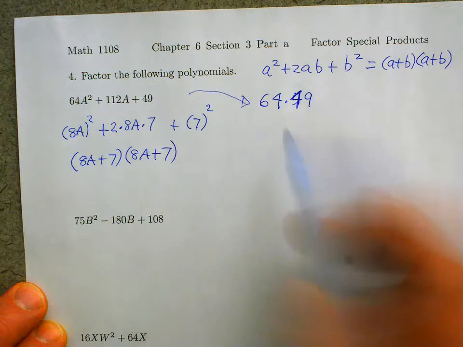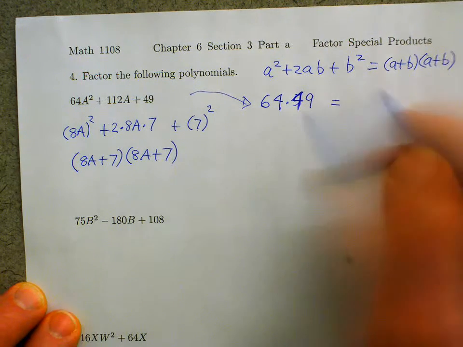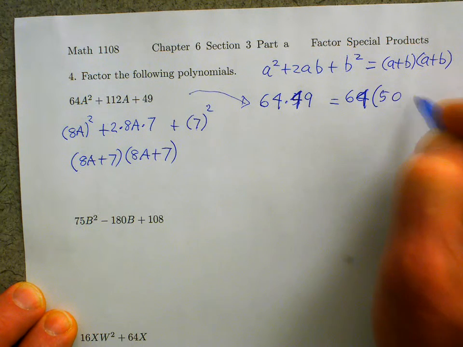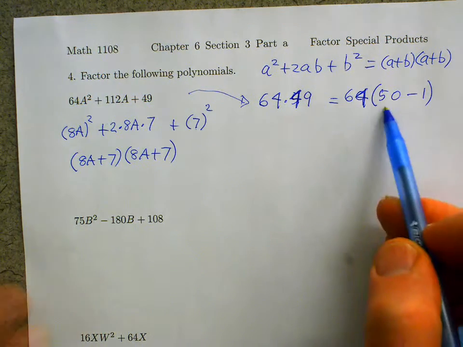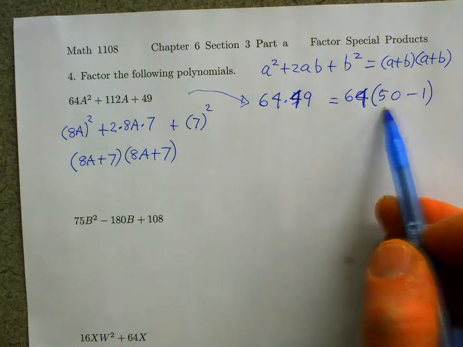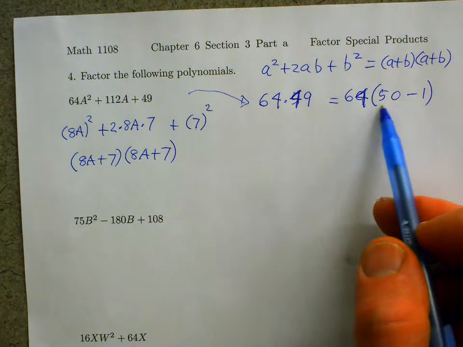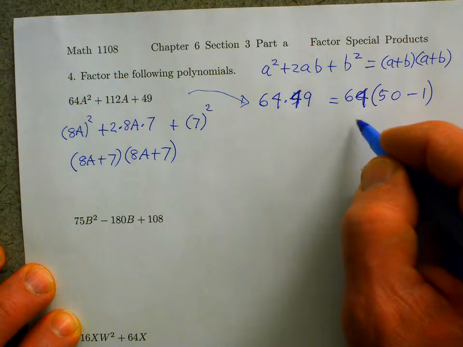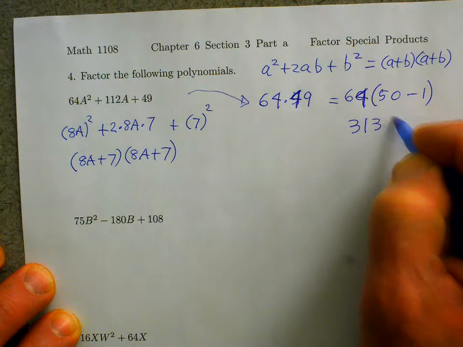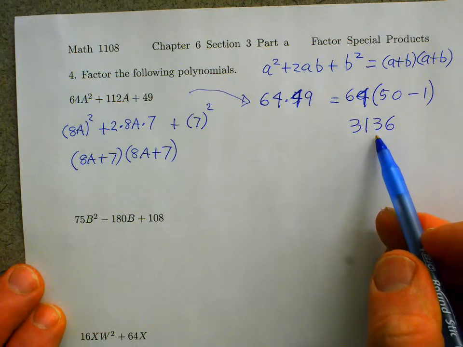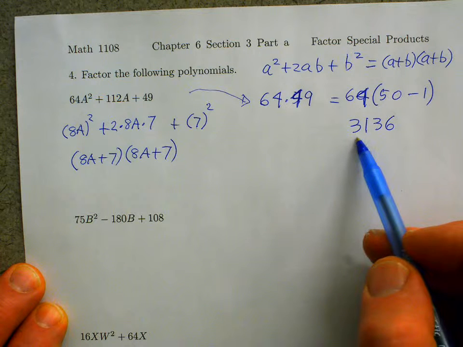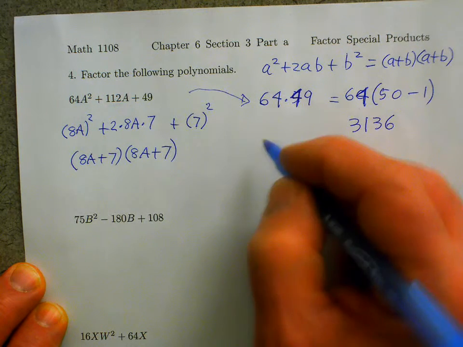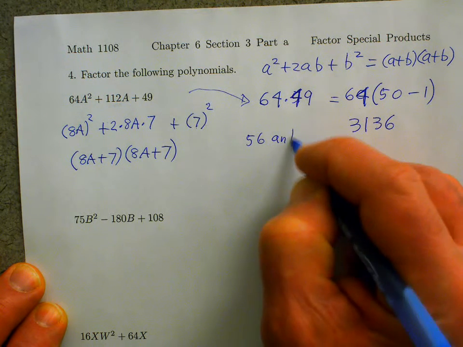What I was thinking of, 64 times 49 is the same as 64 times the quantity 50 minus 1. 64 times 50 is just 3,200. And if you subtract 64 from 3,200, you get 3,136. And so looking for two numbers that have a product of 3,136 and add up to 112, or 56 and 56.